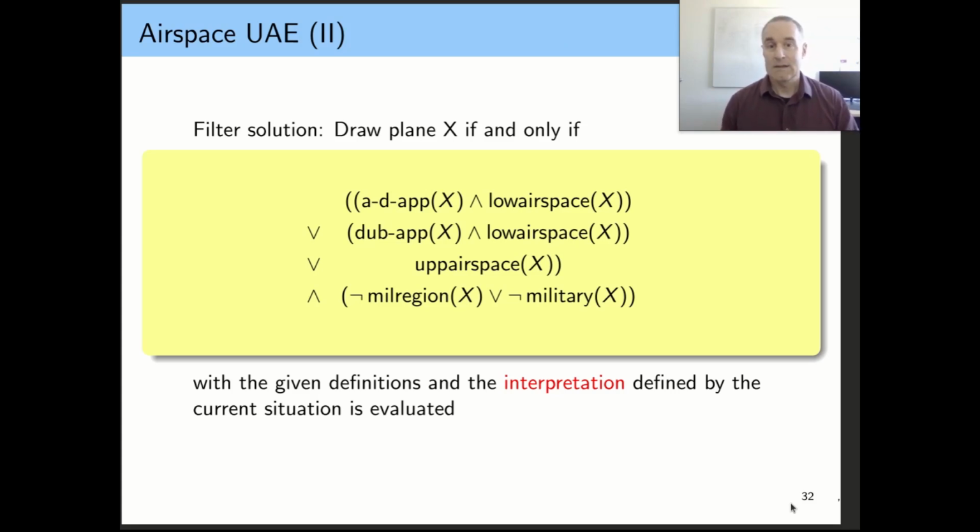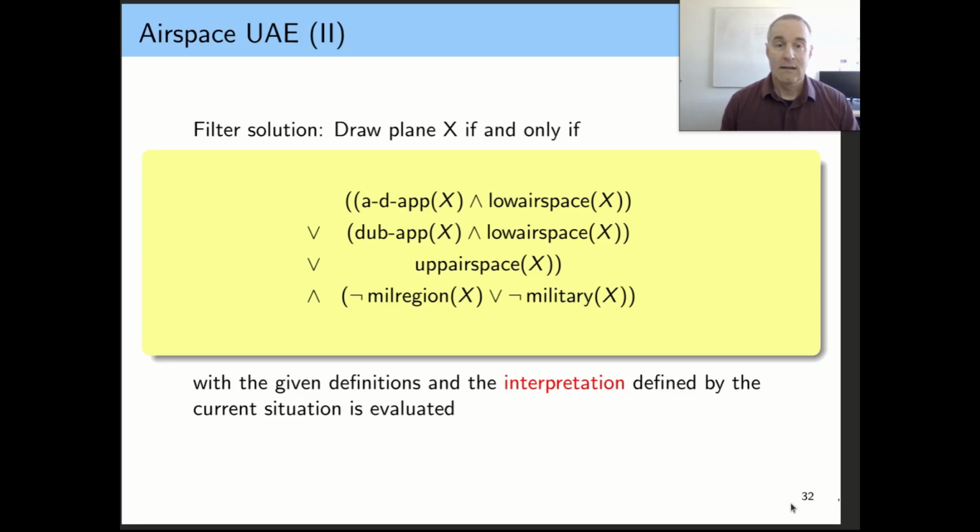Right, so the first expression that we come up with is draw the plane if and only if it's in lower airspace and approaching in the approach region, or also the takeoff region, but we'll call it the approach region of Abu Dhabi or Dubai airports. Or whether it's in the upper airspace. So it's completed its takeoff and it's now flying at a higher altitude where it potentially could still interact with other aircraft to bad effect, and we need to pay attention to their flight paths. And also we want to display something only if it's not in either a military region or a military aircraft.